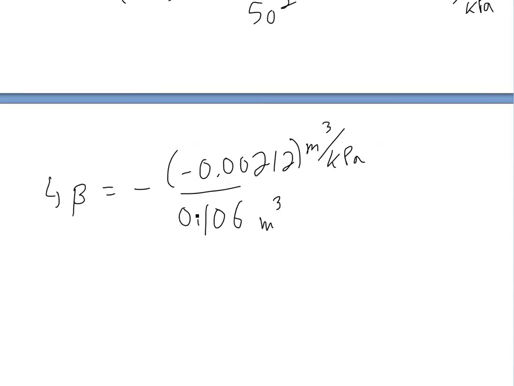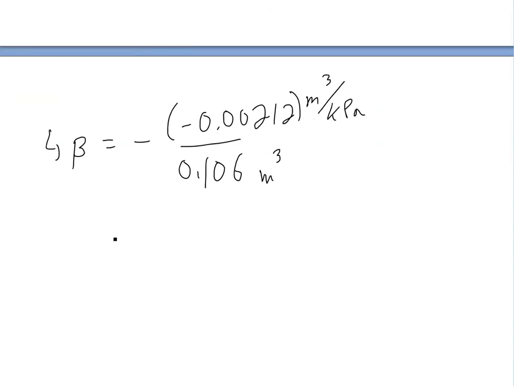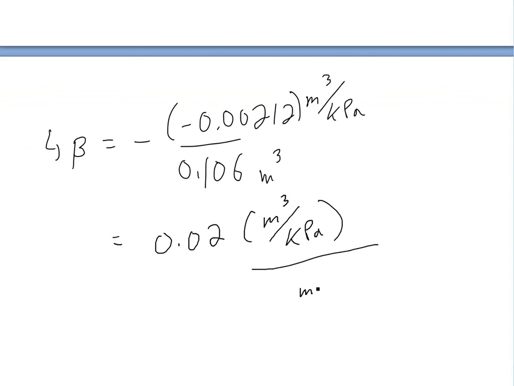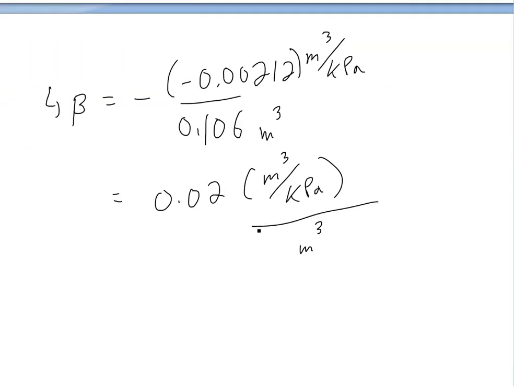If you plug this into the calculator, the negatives cancel, and we're left with 0.02, and the units are meters cubed per kPa. This is the way my calculus book writes it, per unit volume, even though these would cancel out. They put this here just to show that it is a ratio, or per unit volume. So this is the answer.